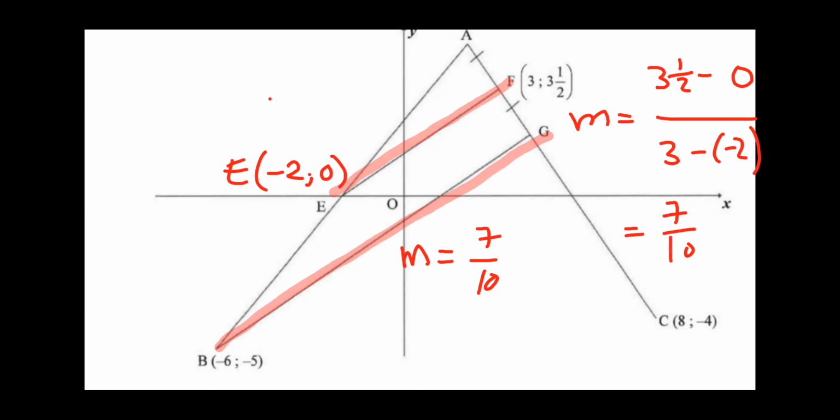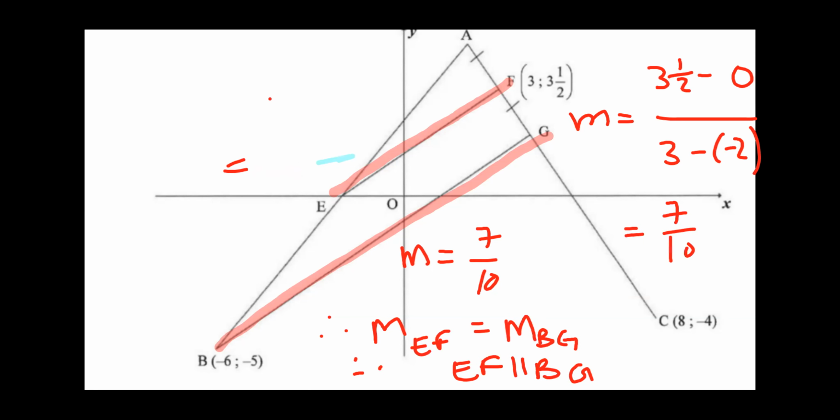So we can say, therefore, gradient of EF is equal to gradient of BG. Therefore, EF is parallel to BG. And there you go. If the gradients are equal, the lines are parallel. Like I said, that is just one way of doing it.